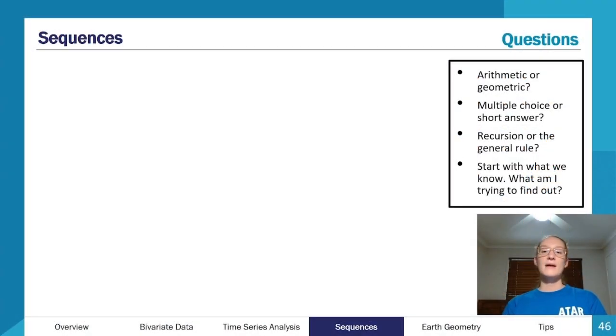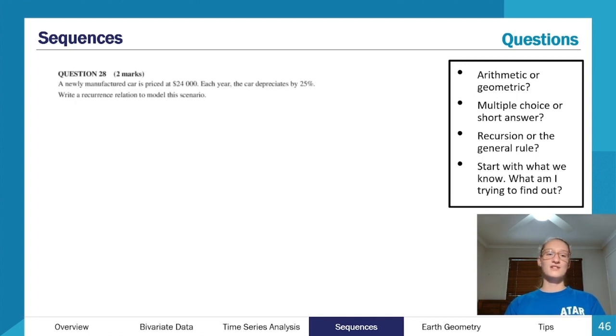Interesting there. Okay, we're going to go through some practice questions. So question 28: a newly manufactured car is priced at $24,000. Each year the car depreciates, that's a hint there, what might that refer to, by 25%. Write a recurrence relation to model this scenario.